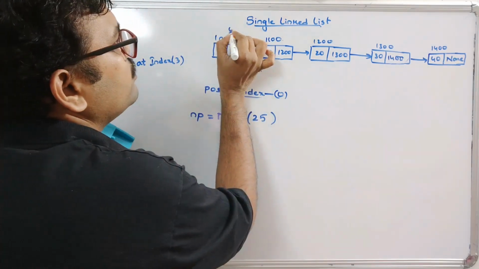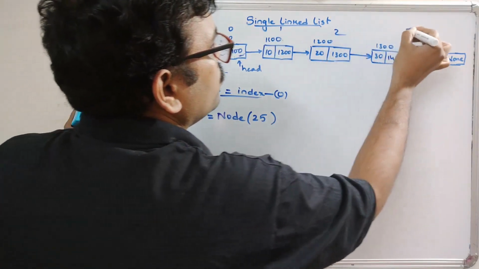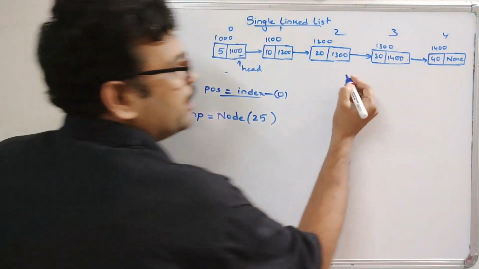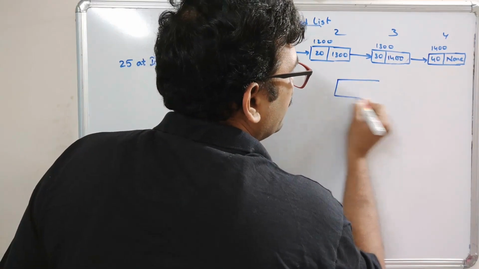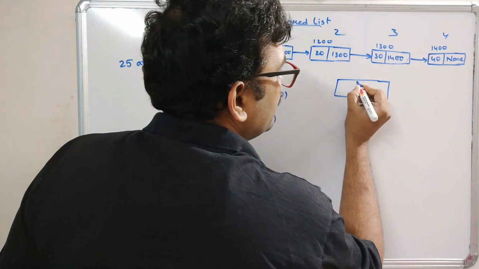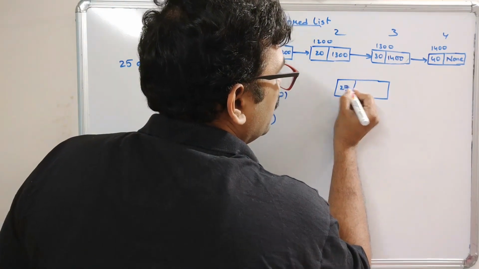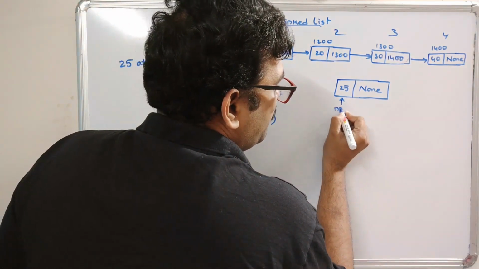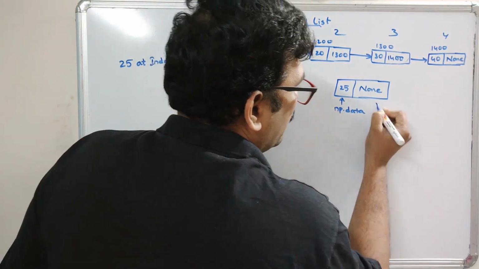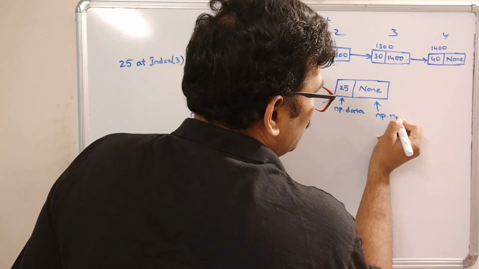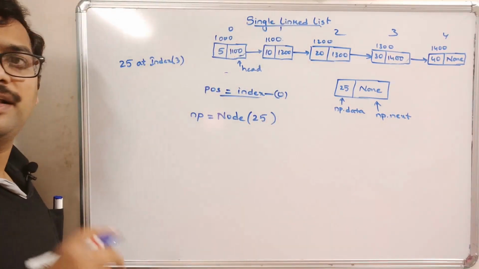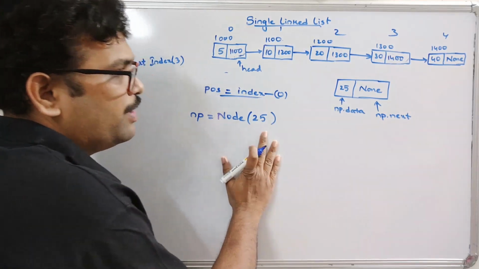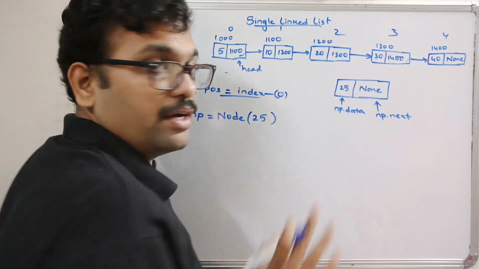I will write the index values here, 0, 1, 2, 3 and 4. Now after executing this statement, a node is created here. A node is created here with a 25 and with a none. So this is np.data and this is np.next. Okay, it's clear now. I think it's clear. So after executing this one, 25 and none is created.